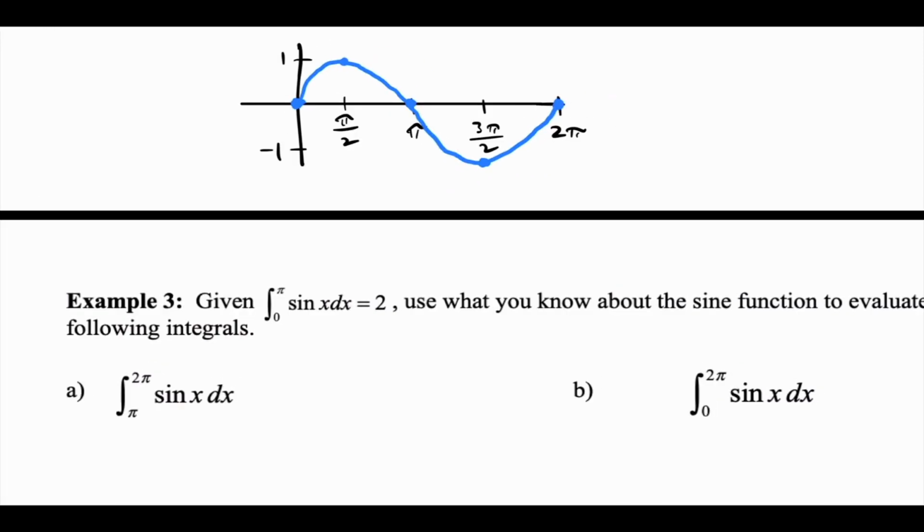So what they have told us is that if you find area under the curve from 0 to pi, 0 to pi is right here. If you find that area, they're telling you right now it's going to be 2. That's what they've given us. So knowing that, what's going to be the area from pi to 2 pi? In other words, this part right here.